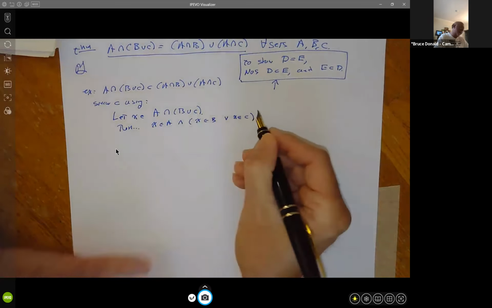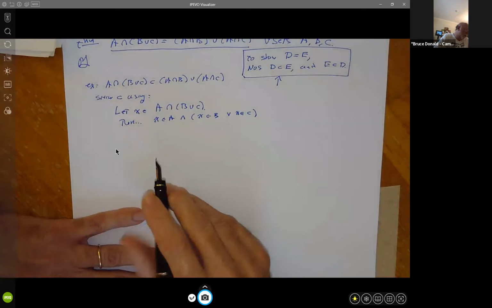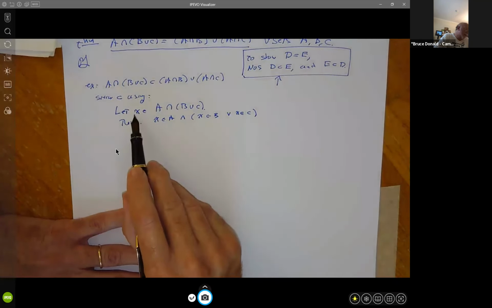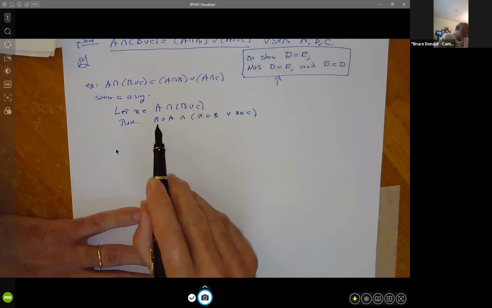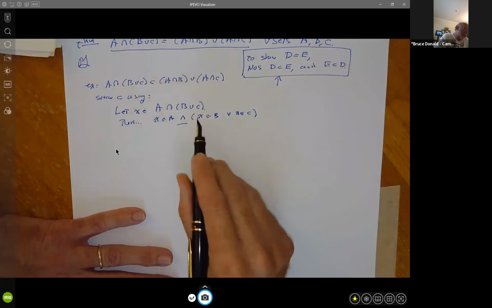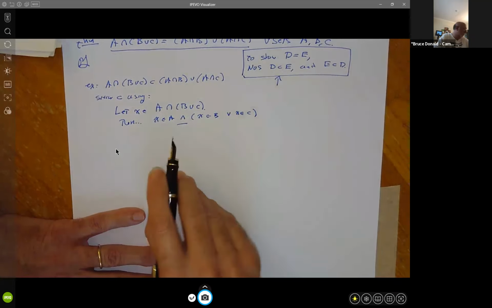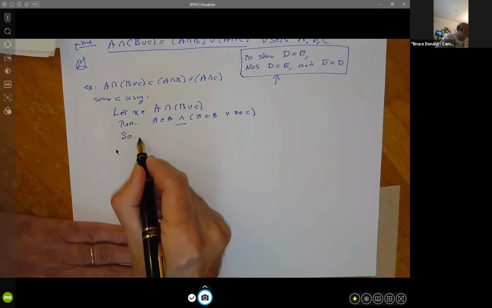So all I've done is I've broken this into language about the points. So again, if X is a point in A intersect B union C, then I know that X must be in A and either X is in B or X is in C. So that's fine. So what can I conclude from this?